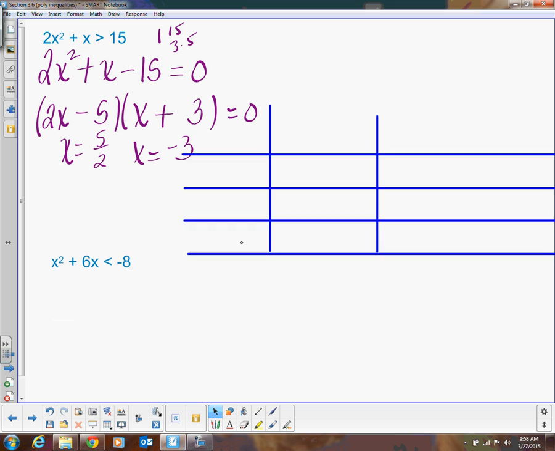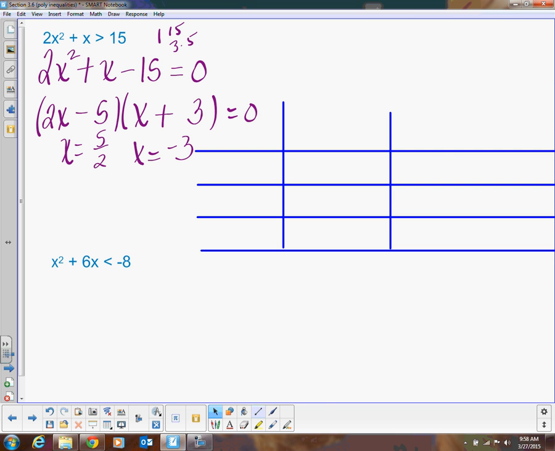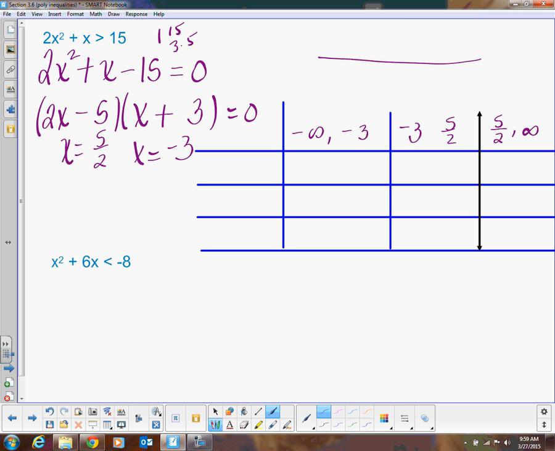Here's our table. And I think I need more pieces to my table. All right, do you agree one interval is going to be negative infinity to negative 3, negative 3 to 5 halves, and 5 halves to infinity? You can always draw a number line putting on negative 3 and 5 halves just to double check. So now we're going to do test values. Give me a test value. Negative 4. Another one. Zero. Negative 2. Another one. 1. That's not going to work. 3 will work.